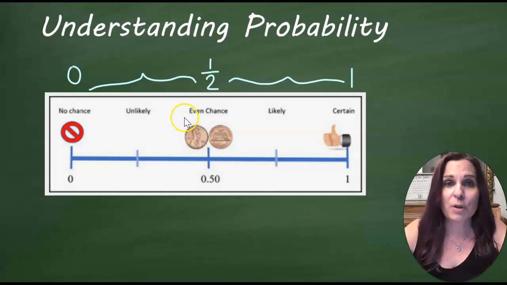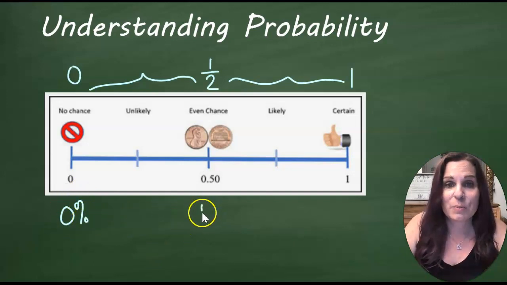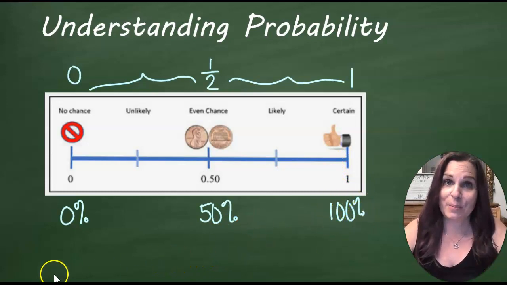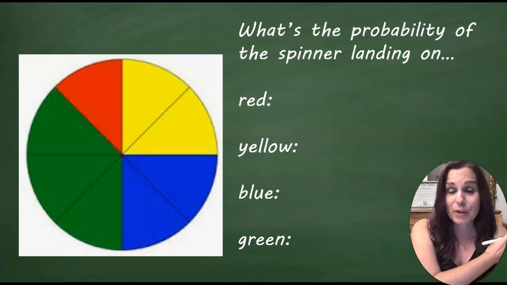We can also represent these as percents. This would be a 0% chance of something happening. This would be a 50% chance of something happening, and 1 is equivalent to a 100% chance of that event taking place. Let's practice that by finding the probabilities of these different colors coming up on this spinner.